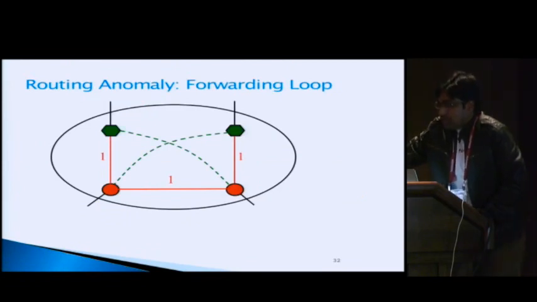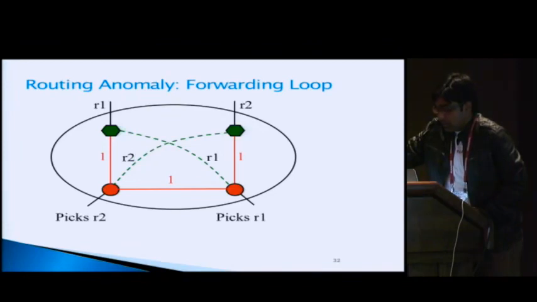The other problem which is well known is actually very well defined in RFC 3345. So what happens when your route reflector topology doesn't follow your physical topology? You may end up creating forwarding loops. So this is from the data plane perspective.